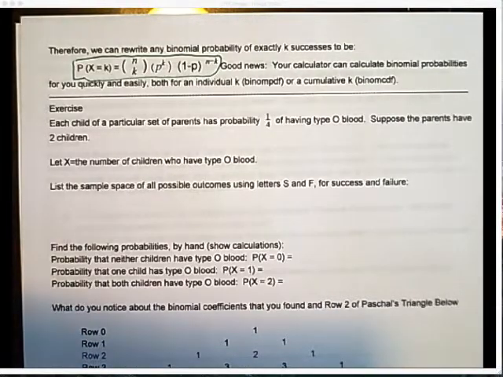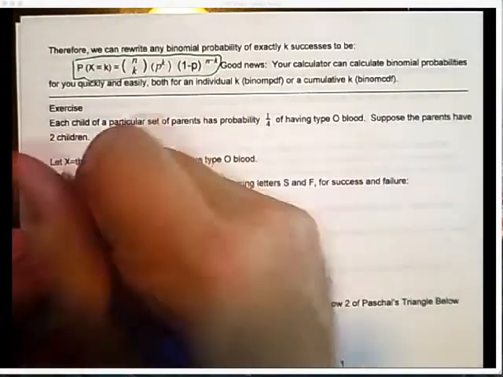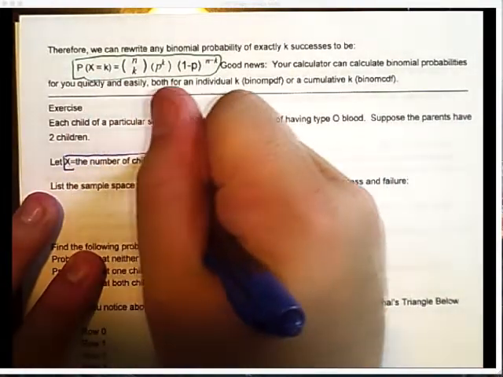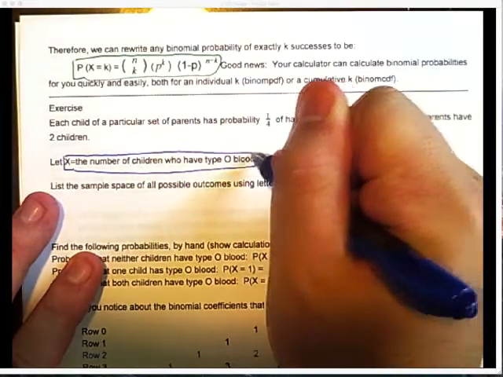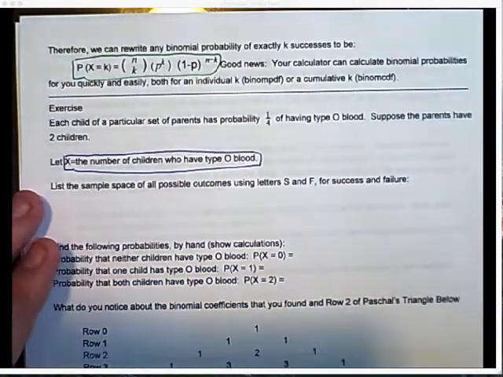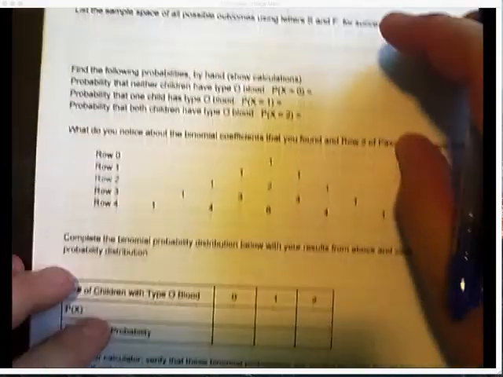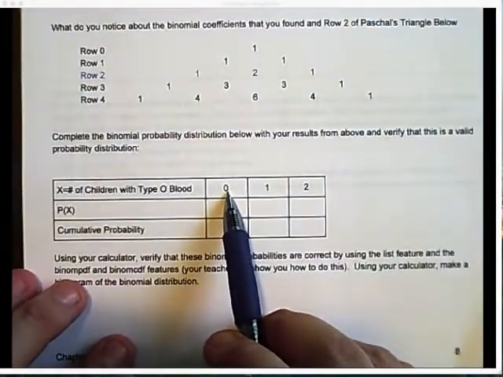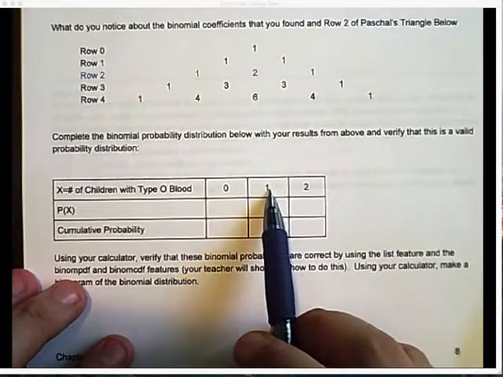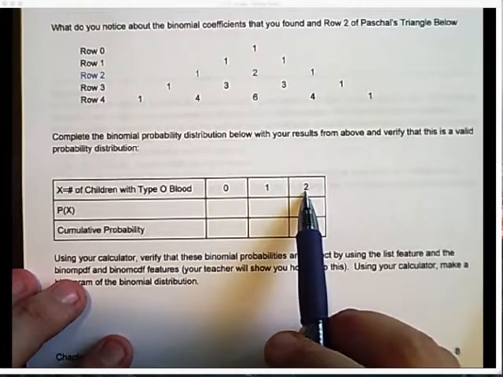So let's define a couple things. We're going to let X equal the number of children who have type O blood. If I start to make a probability distribution chart, I can have 0 of my children have type O blood, I can have 1 child have type O blood, or I can have both have type O blood.